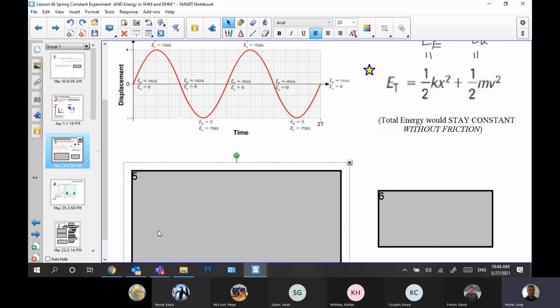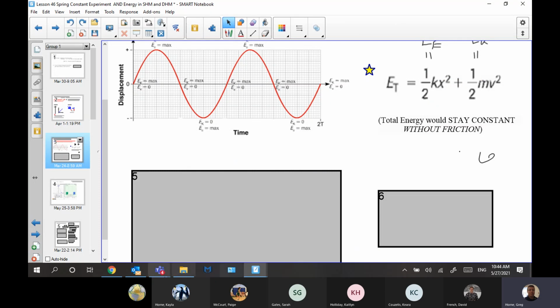This one is letting me control the screen here. Hopefully.